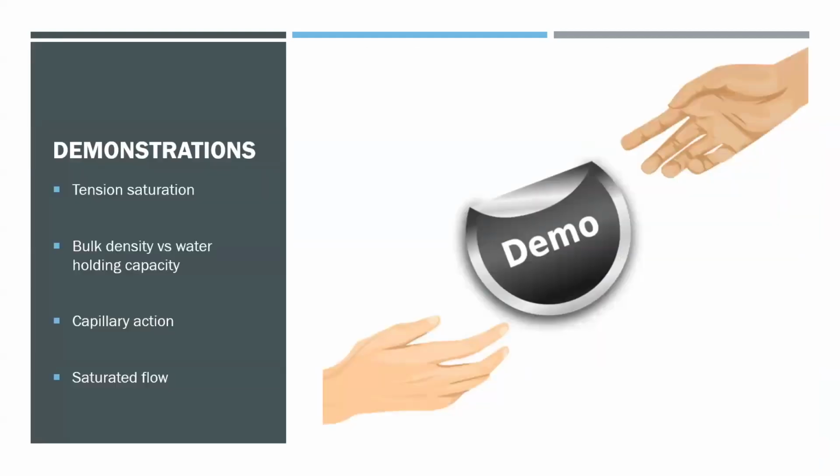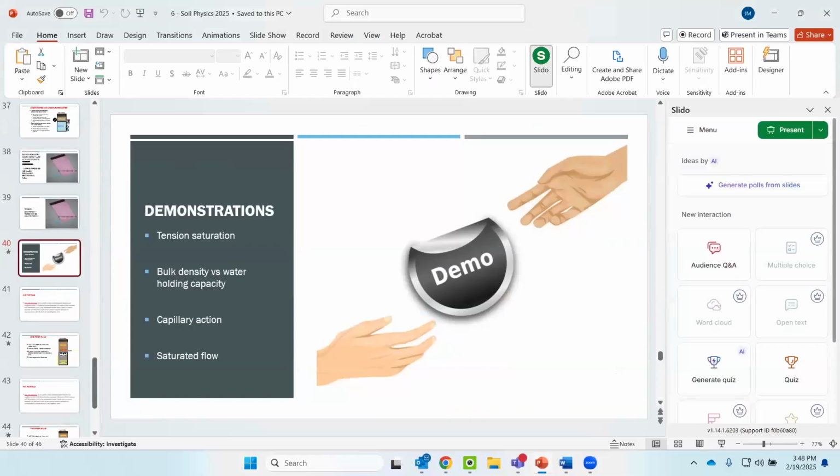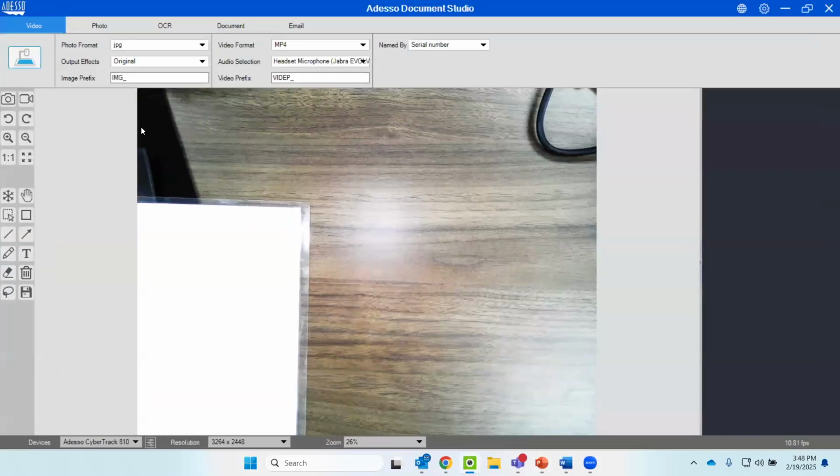So I got a couple demonstrations here. We're sort of running short on time, but I want to show you a couple. Tension saturation, I'm going to skip. Bulk density, that's just squeezing a sponge. I think you got the concept there. But the good one is some capillary action, and what happens with that. So we are going to flip to the camera, and we're going to show a few things on here.